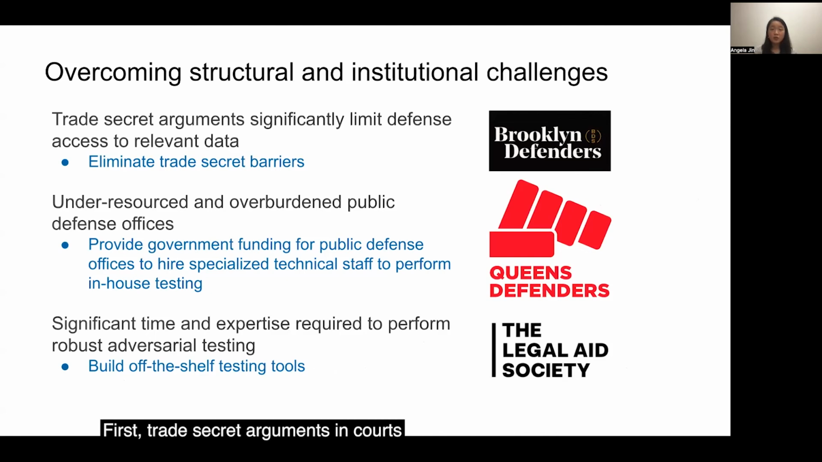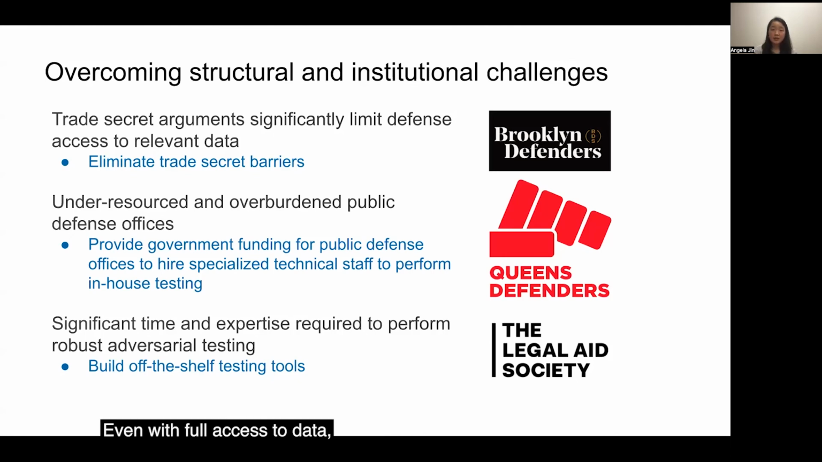First, trade secret arguments in courts significantly limit defense access to relevant data they would need to perform robust adversarial testing. So we echo previous calls for eliminating trade secret barriers that currently limit defense access.